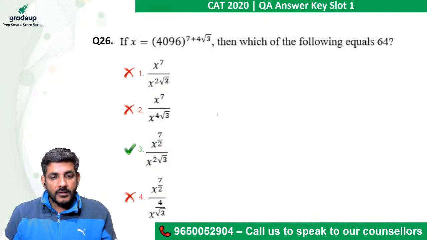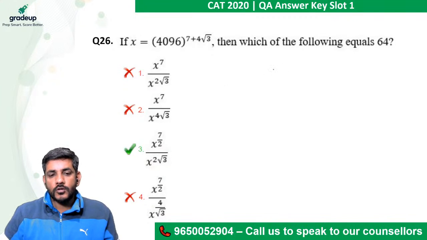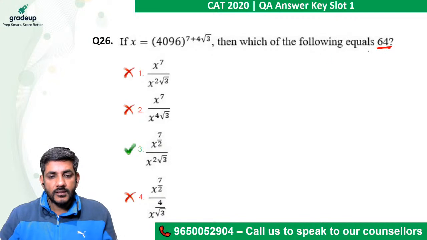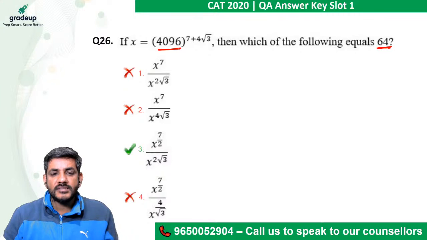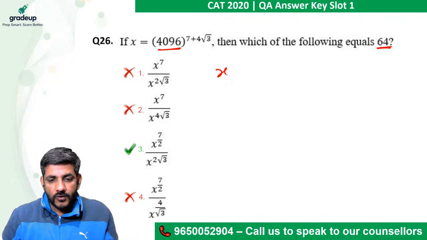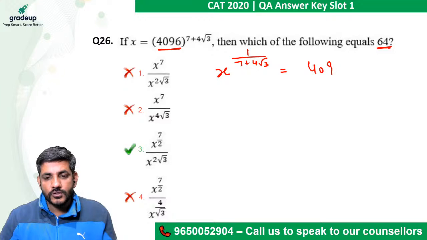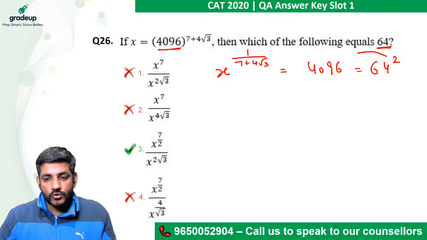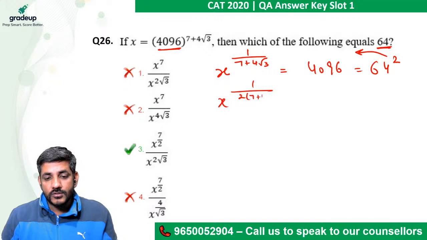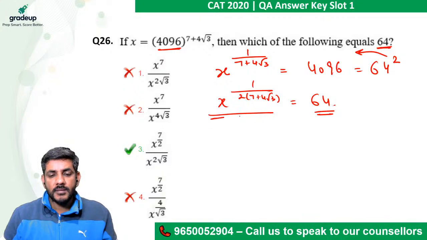It says x is equal to this, then which of the following equals 64? So I see 4096, and 64 is the square root of 4096. So first of all, if I take the power on the other side, can I say x to the power 1 upon 7 plus 4 root 3 is 4096? Or I can also say it is 64 squared. This 2 will also go on the other side. It will become x to the power 1 upon 2 into 7 plus 4 root 3 is equal to 64. So this should be my answer.